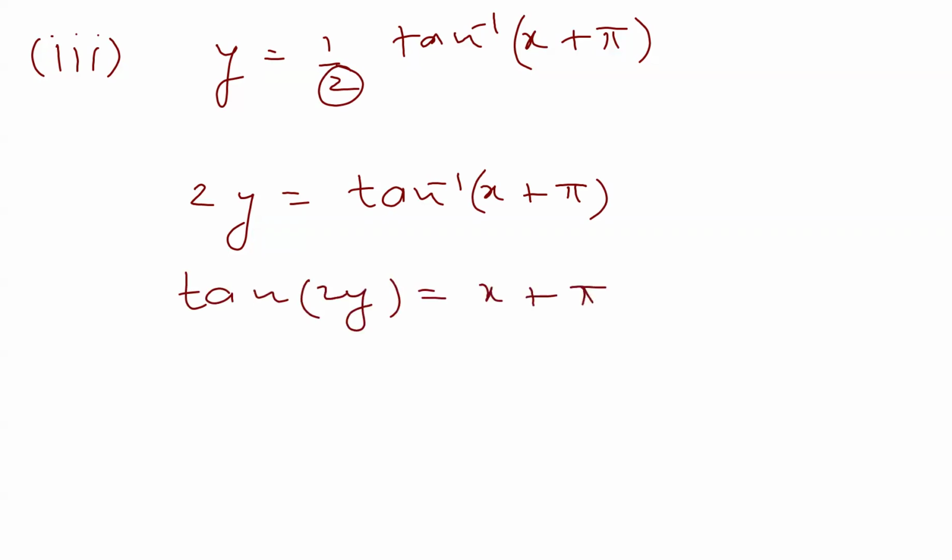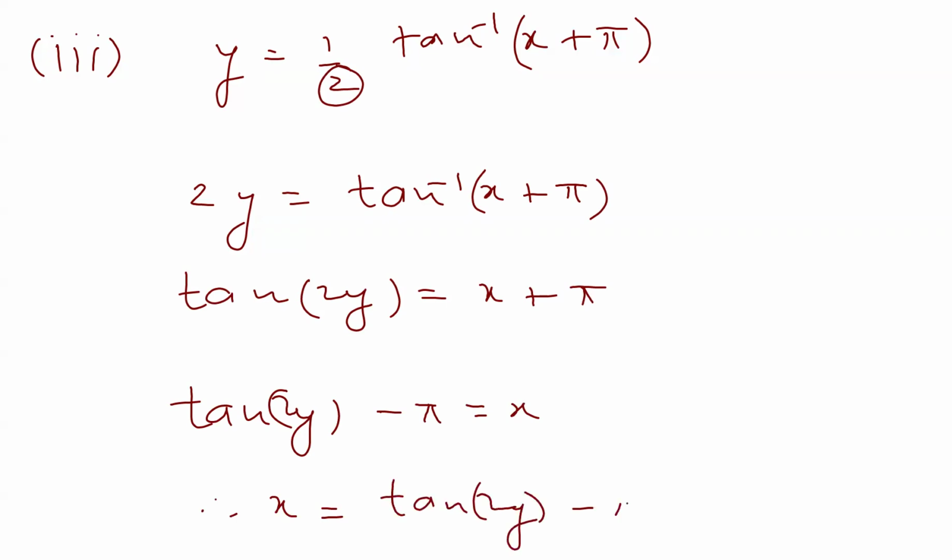Shift pi on the other side. So it will be tan 2y minus pi, which is equal to x. Therefore, x is equal to tan 2y minus pi. So that was your 8 sub question 3. Let us go to question number 9. Now in question number 9, we will discuss the problems rather than solving.